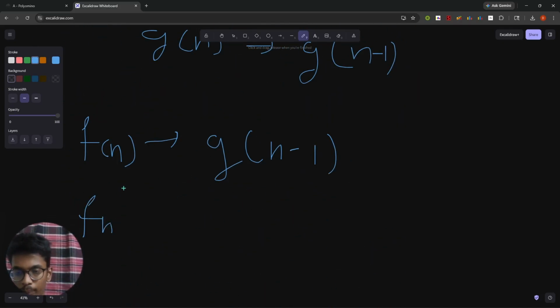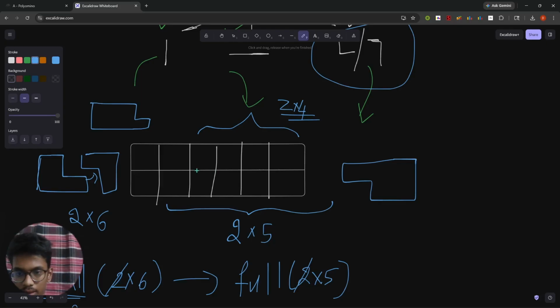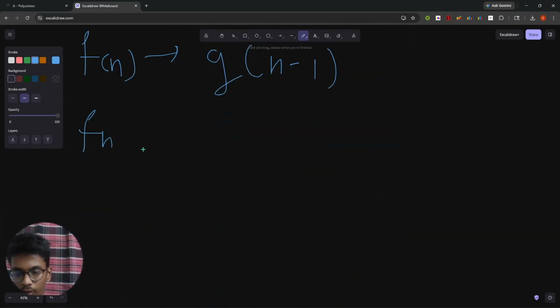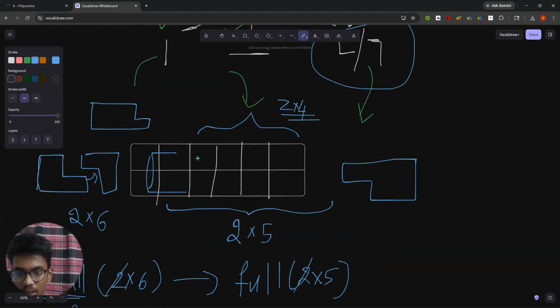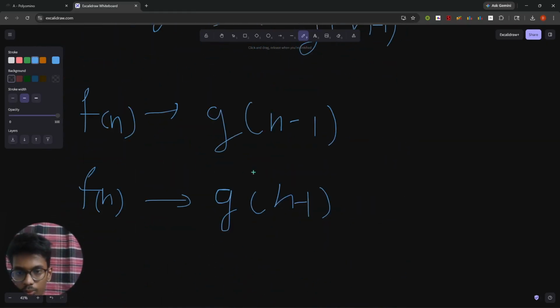F of n on placing this particular L, if you place, let's say, this particular L, before it was this particular L, now if you place this particular L, f of n would lead you to g of n minus 1 once again, isn't it? This shape is called g of n minus 1, isn't it? So once again it would lead you to g of n minus 1.